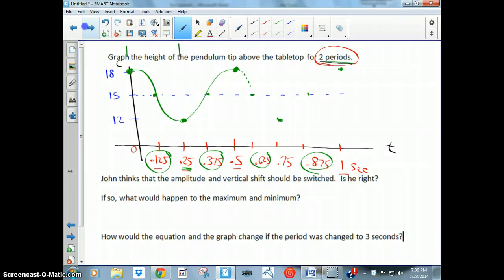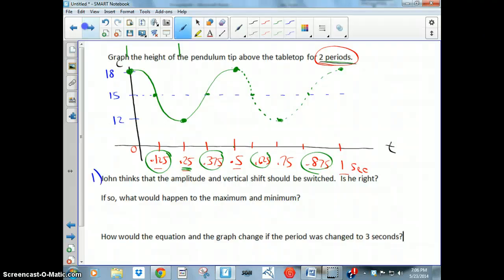And I'm going to draw that just as a dotted wave so you can tell the difference between cycles. And there you go, people. There's your graph of your pendulum tip and how high it is above the tabletop. Obviously, its height oscillates. Now, let's answer some questions.